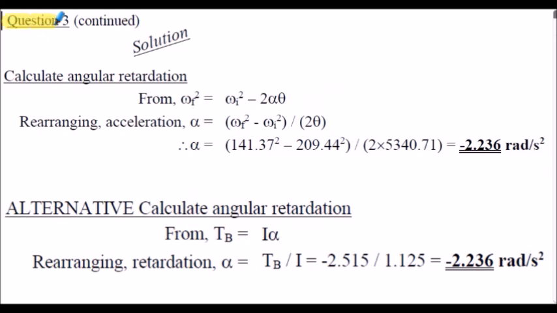Question 3 solution continued. We're using the equation of motion here to find the angular acceleration alpha. Notice it's negative because this is a retardation. It's an alternative way of calculating the angular retardation for reference. Using Newton's second law. Produces the same value of acceleration, of course.